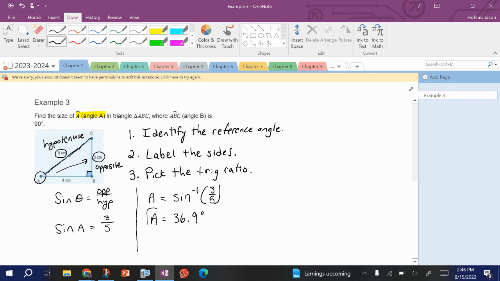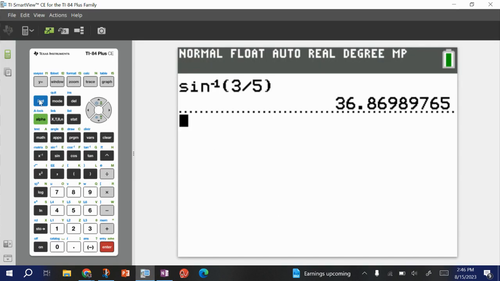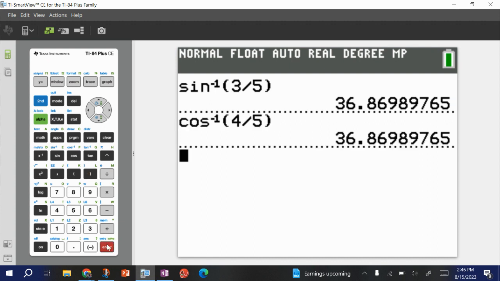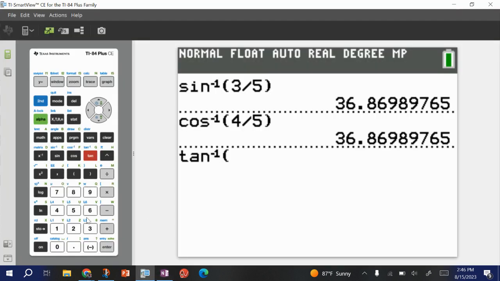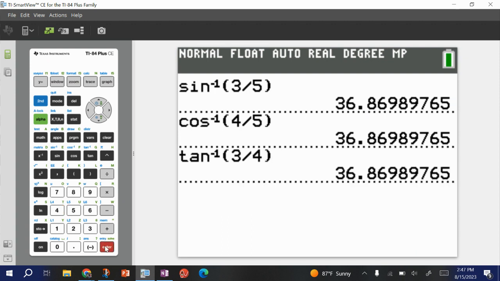36.9 degrees. Now, before I let you go on this example, notice that I did have all three sides. So I could have just as easily used the 4. 4 in this case would be the adjacent. So I could have used the adjacent and the hypotenuse, which would have given me the cosine. So I could have done the inverse cosine of 4 over 5, and I would have gotten the same thing. I could have also done the inverse tangent, and the inverse tangent is for the opposite, which is 3, over the adjacent, which is 4. So I would have 3 over 4, enter, and I get the same thing again.